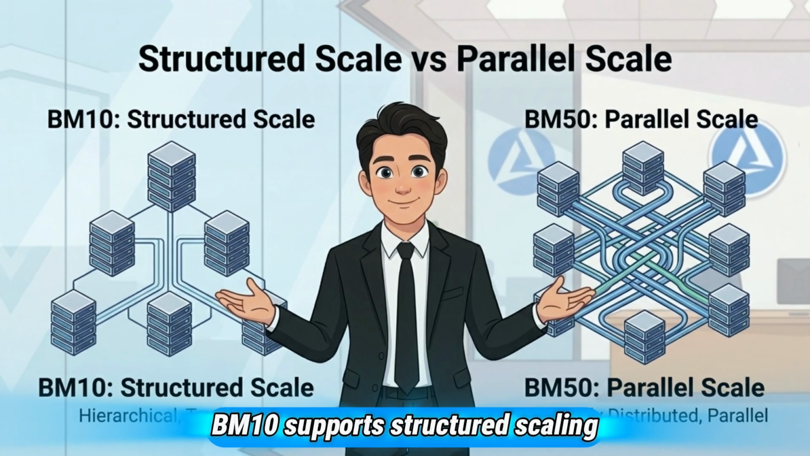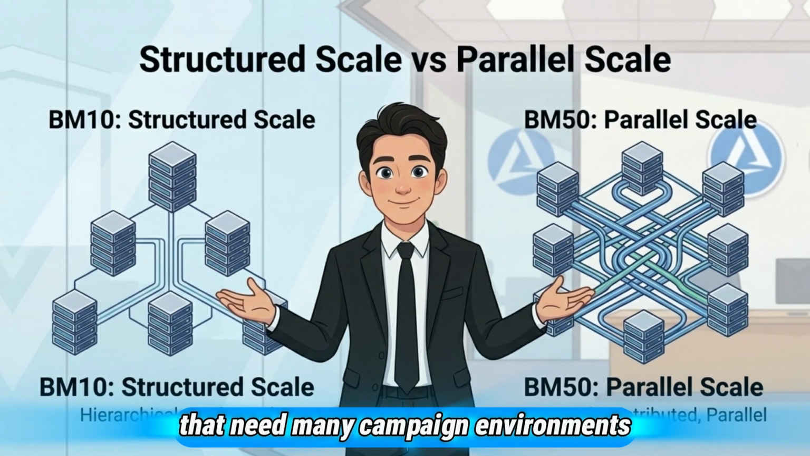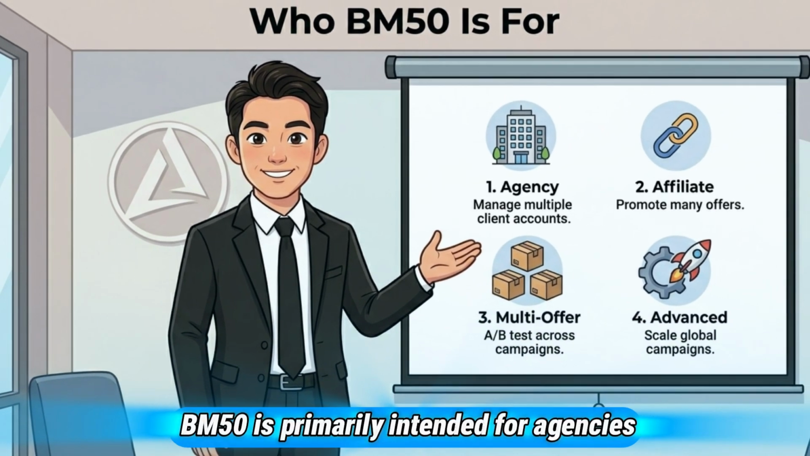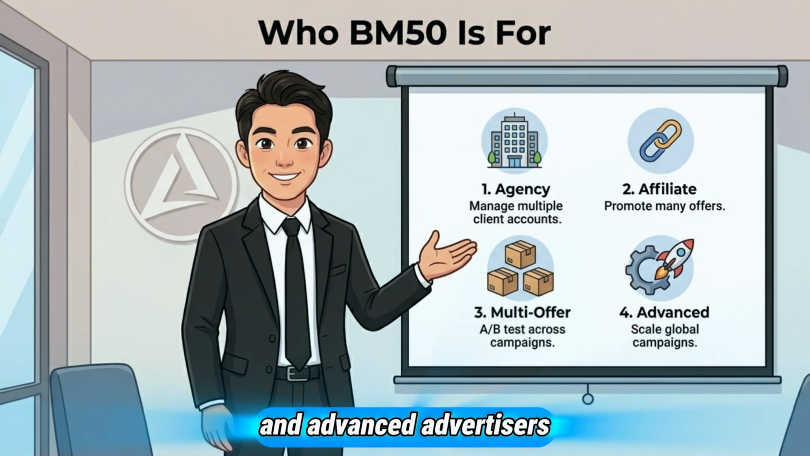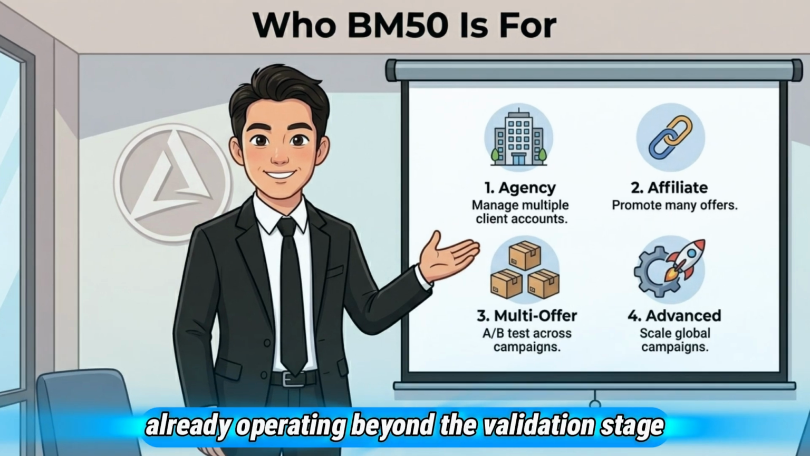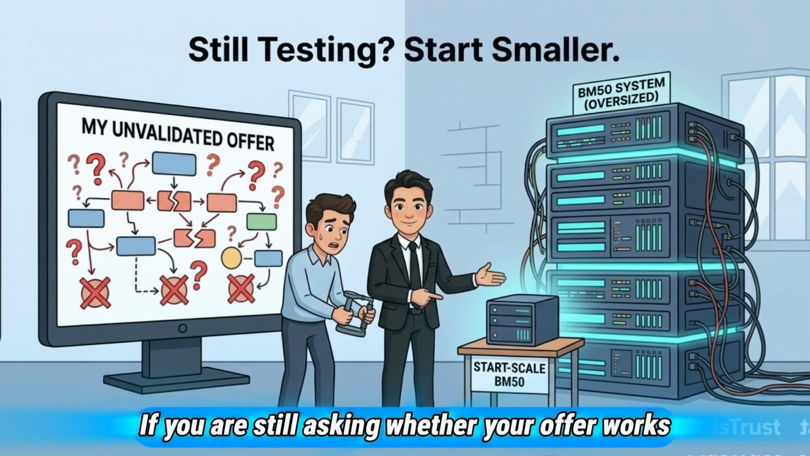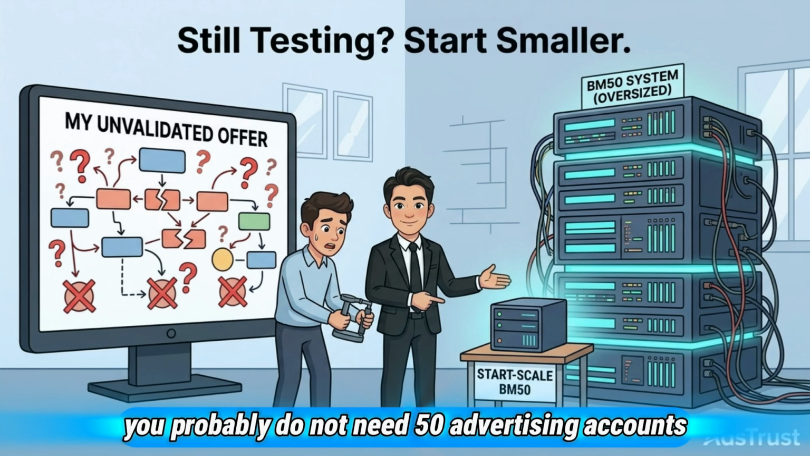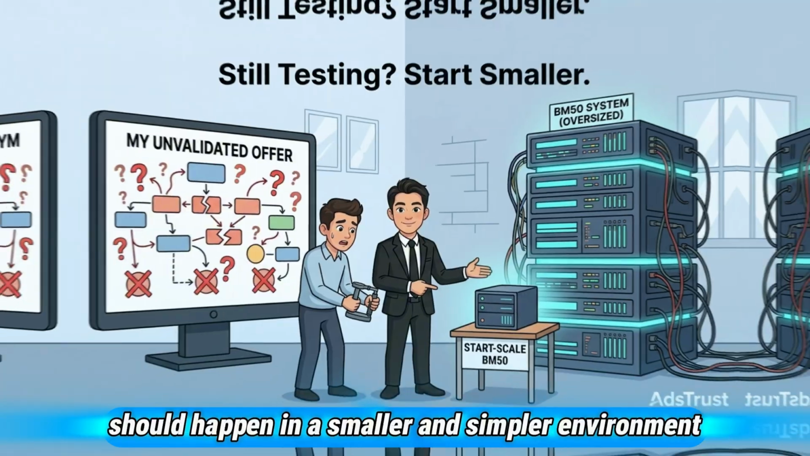BM10 supports structured scaling. BM50 goes further. It is designed for teams that need many campaign environments running in parallel. BM50 is primarily intended for agencies, affiliate teams, multi-offer brands, and advanced advertisers already operating beyond the validation stage. If you are still asking whether your offer works, you probably do not need 50 advertising accounts. Testing should happen in a smaller and simpler environment.